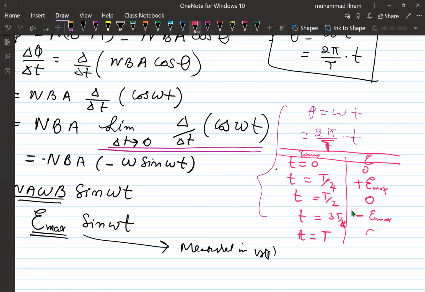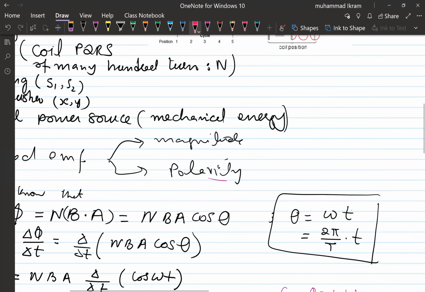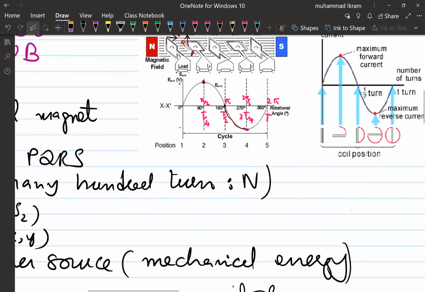And similarly 0. So these are the points where you can get the positive maximum value of the induced EMF and the negative maximum value of the induced EMF. And the positive and the negative maximum induced EMF are equally important, okay.